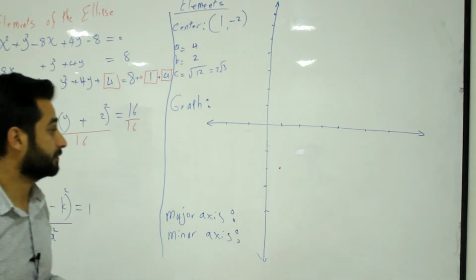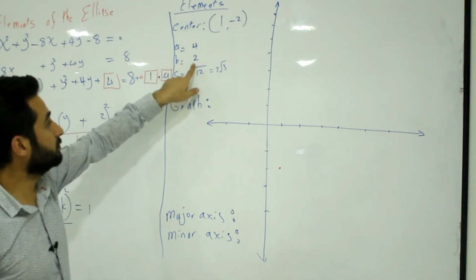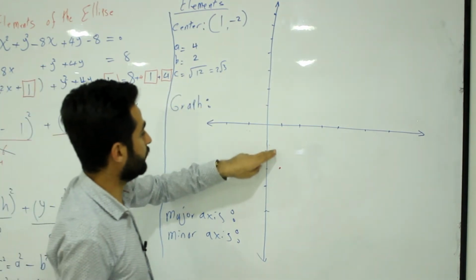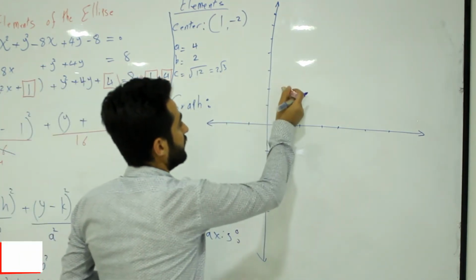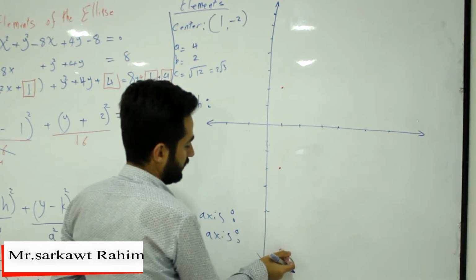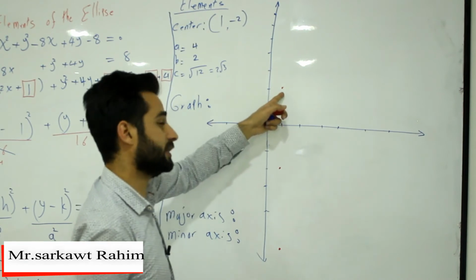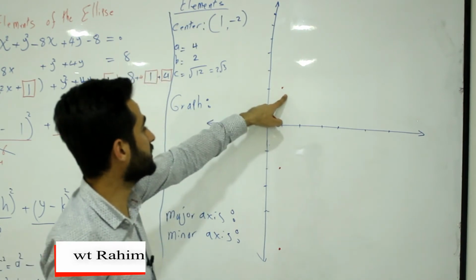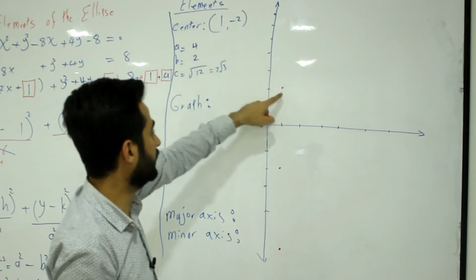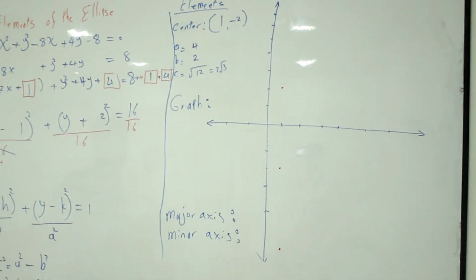And then A is 4. So B is 2. So 4 units up: 1, 2, 3, 4. This is the major axis. 1, 2, 3, 4. Here, not the major axis, sorry. Here is the upper vertex, and this is the lower vertex, guys.